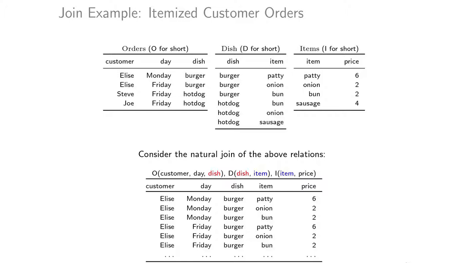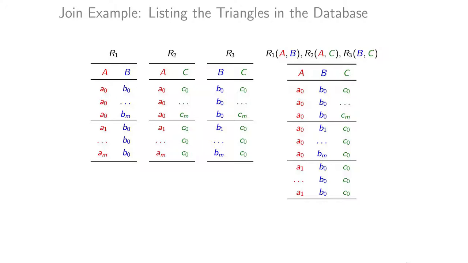Good. Now another one. Imagine now the triangles. I have these three relations, R1, R2, R3, over AB, AC, and respectively BC. And imagine this content of the relations. Essentially what I have here is A0 paired with B0 to BM, and A1 to AM paired with B0. So in a sense, A0 appears very many times here, and now B0 appears very many times. It is as if I have these two partitions of each relation.